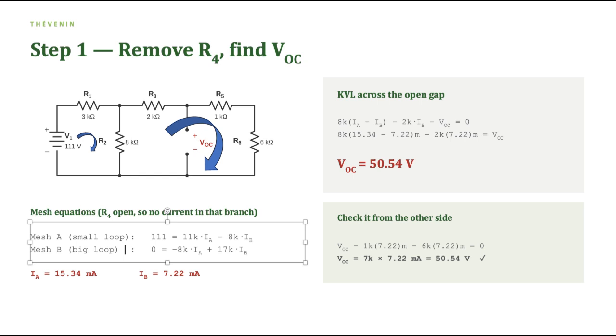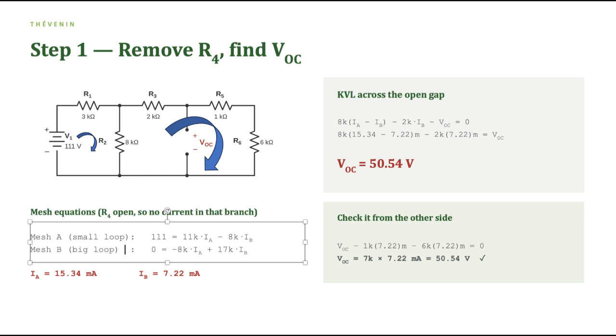Open the R4 branch. No current flows there, which means I_B runs cleanly around the right-hand mesh. Recall how mesh equations are written and write the mesh equations as you speak. Do not just read them. Mesh A, 111 equals 11 kilohms I_A minus 8 I_B. Mesh B, 0 equals minus 8 I_A plus 17 I_B. Press your calculators and solve. Answers will be 15.34 and 7.22 milliamps.